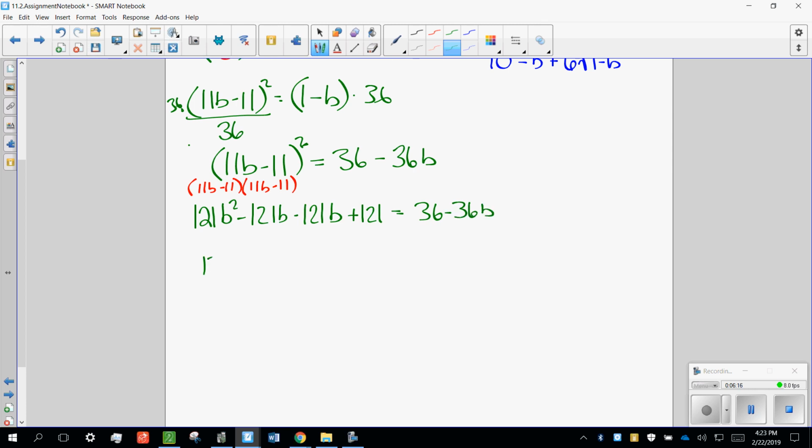Let's combine some like terms. Minus 242b plus 121 equals 36 minus 36b. And now we have a quadratic term, so let's get everything onto one side. That'll give us 121b squared. We need to add 36 to that. We'll get negative 206b.